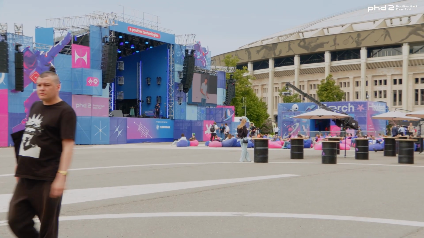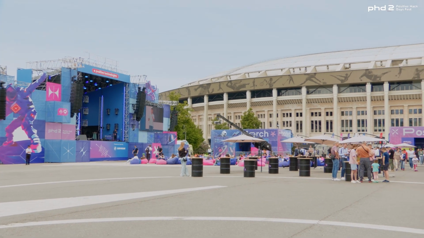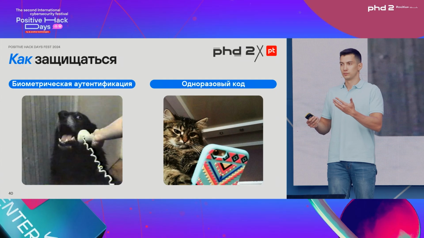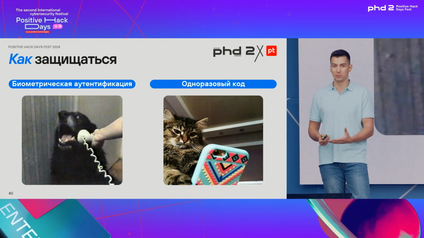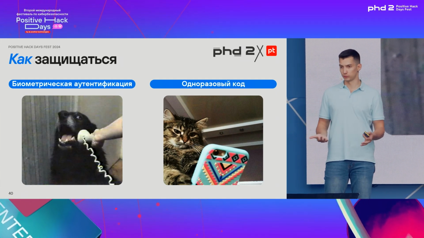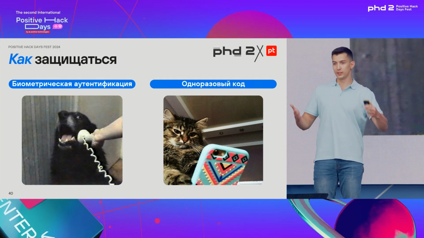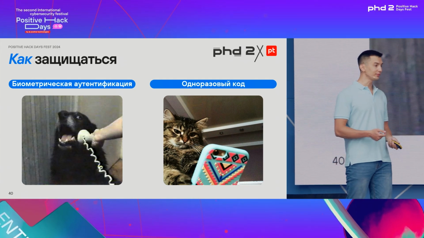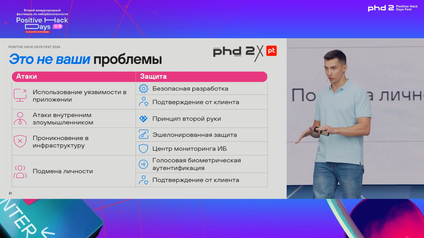How do we protect ourselves from this kind of attack? Perhaps the more advanced is voice biometric authentication. You can do voice and biometric identification. You cannot just call with somebody else's voice and ask them to wire the money. And secondly, there will be a one-time password. You get a code, and if needed, you tell this code to a call center person.